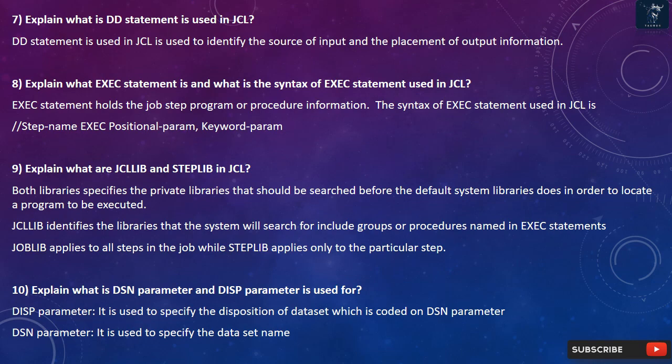10. Explain what DSN parameter and DISP parameter are used for. The DISP parameter is used to specify the disposition of the dataset which is coded on the DSN parameter. The DSN parameter is used to specify the dataset name.